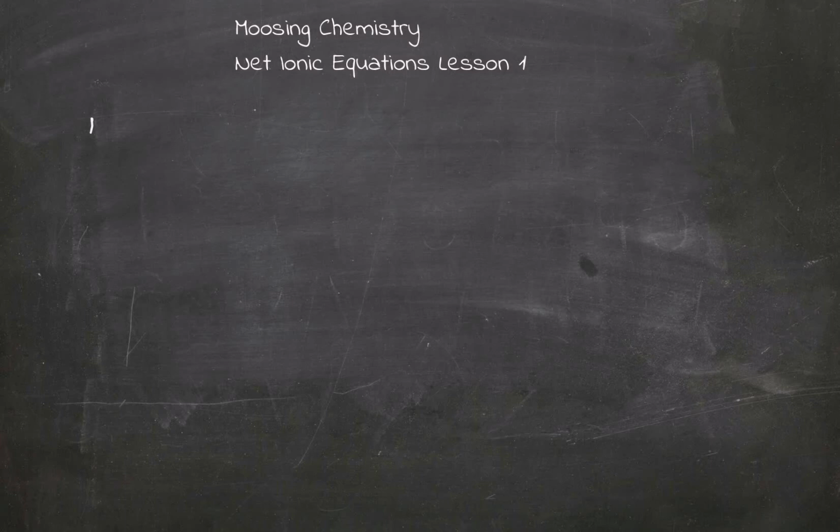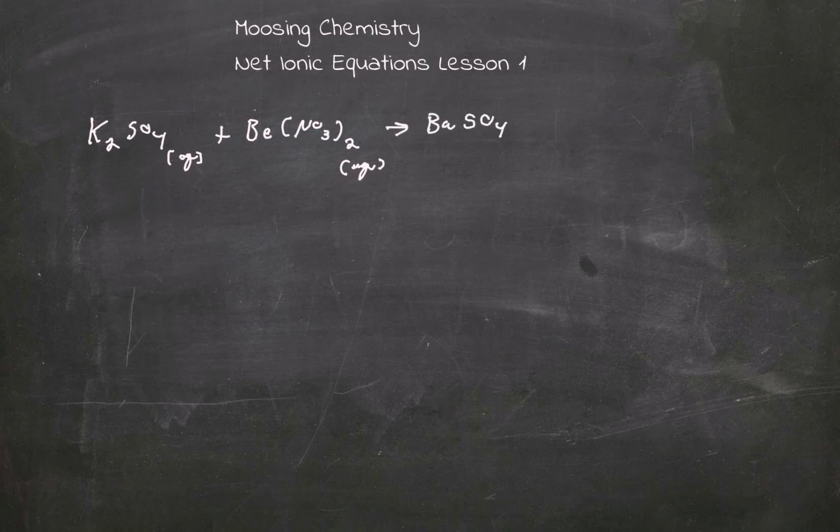Let's say potassium sulfate, and we'll call that an aqueous solution, plus beryllium nitrate, and that'll also be an aqueous solution, yields barium sulfate, which is a solid, plus 2 potassium nitrates, which is also aqueous.